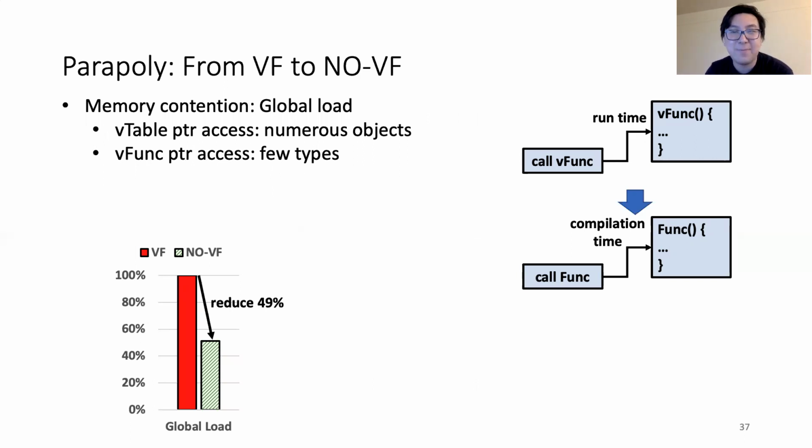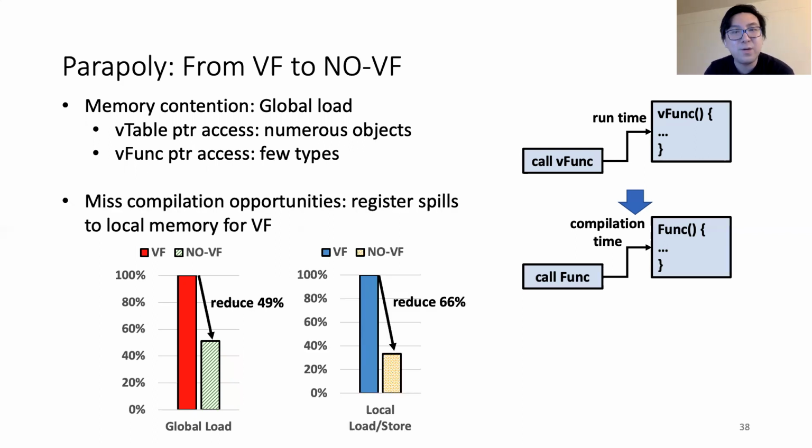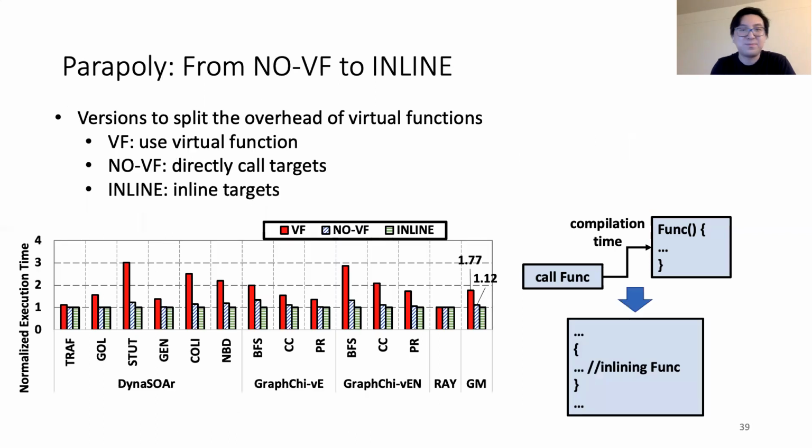To understand why this improvement happens with NoVF, we look in detail at the memory access instructions. We first notice that the global loads decrease around 49%. This is because NoVF does not need to retrieve numerous virtual table pointers and virtual function pointers compared to the VF version. Moreover, we discovered that the local loads and stores are also reduced by about 66%, since NoVF also enables the compilation opportunity that registers inside the original virtual functions don't need to spill out to local memory. From the profiling details, we can conclude that this great improvement from VF to NoVF comes from the mitigation of memory contention.